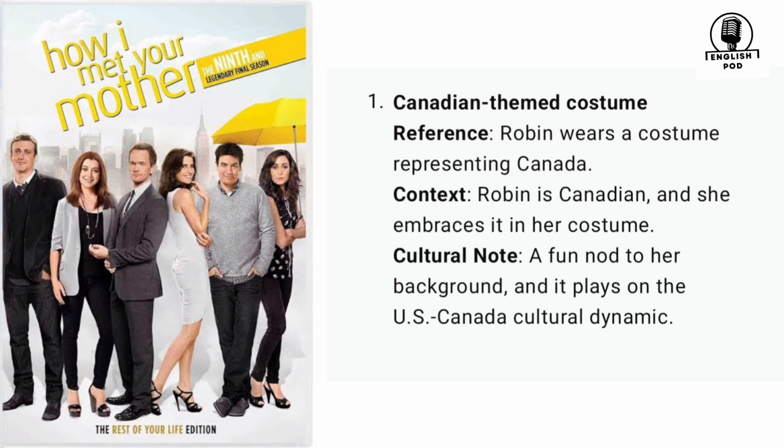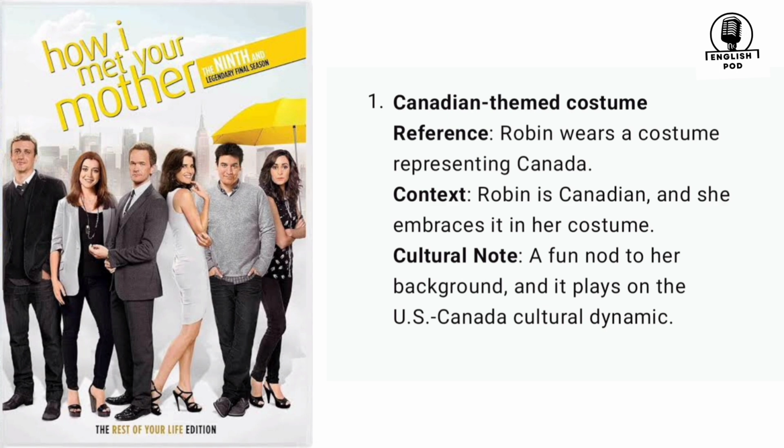Robin dresses up as something representing Canada in this episode. Right, which makes sense because she's Canadian. Yeah, it's a pretty straightforward reference to her background, but it also kind of plays on the whole U.S.-Canada relationship. It's like a little nod to their differences. Right, and it's funny because it's not a mean-spirited joke, it's just a gentle ribbing. Exactly, just a bit of fun with their neighborly dynamic. I like that. Me too.